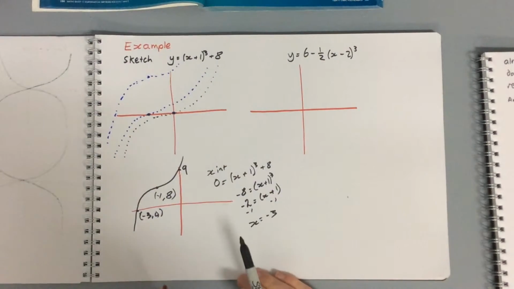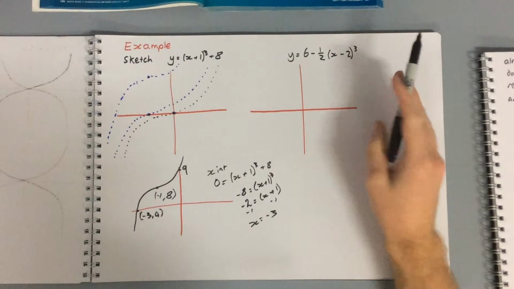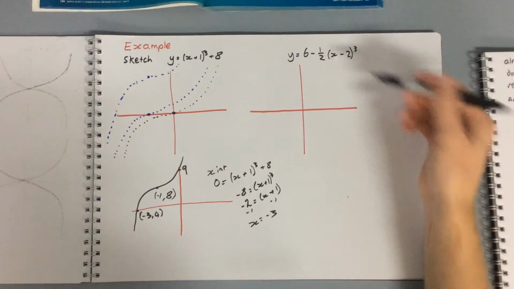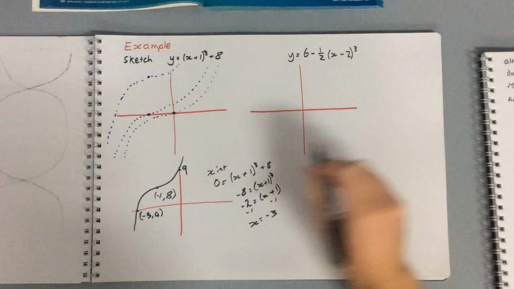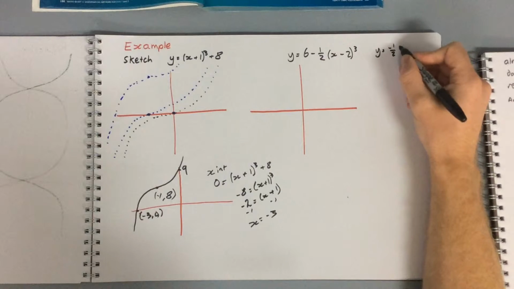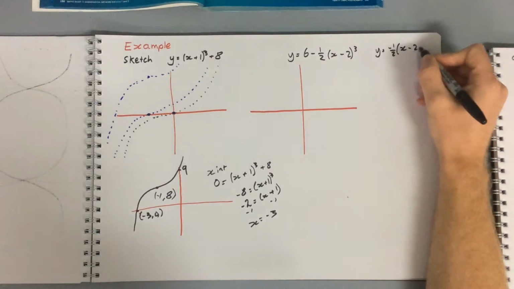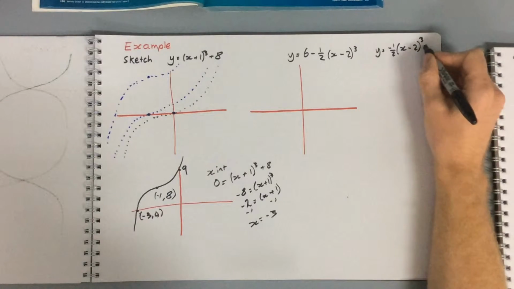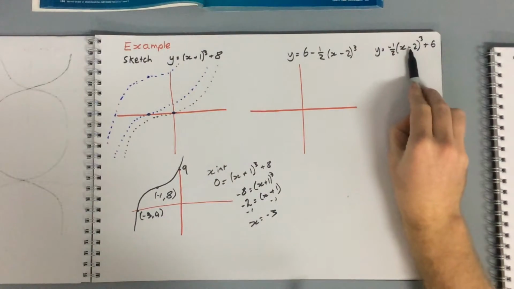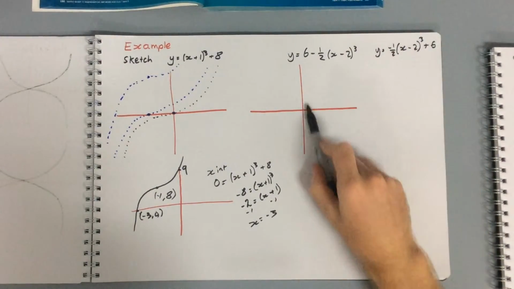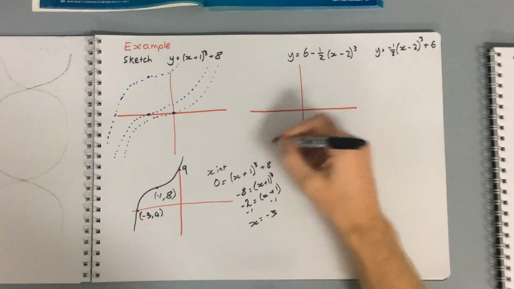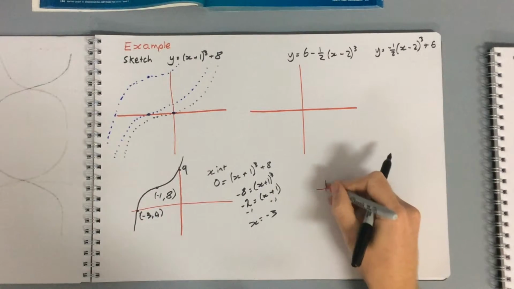Next part, we've got y equals 6 minus a half (x minus 2) cubed. A little bit more complicated. First step, just rearrange it so it looks something like this. We've got minus a half here as our a, (x minus 2) cubed, and just moving the 6 over there. What's it do? That 2 moves it across to the right, moves it up 6, and that half makes it more narrow.